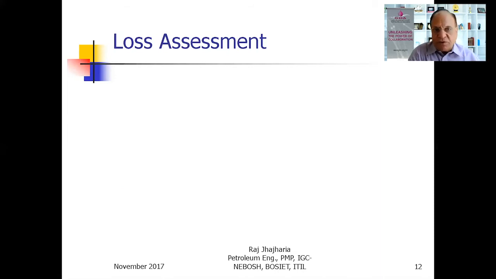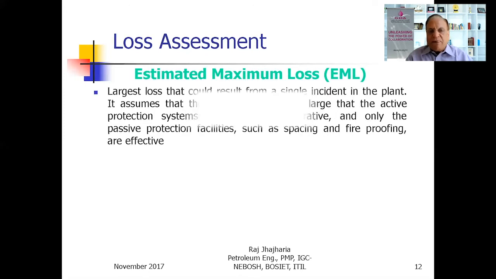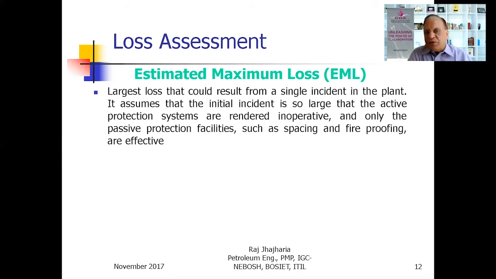So let's say you had these losses. Either you had business interruption, or property damage, or explosion, or project loss, whatever kind of losses you have. How do you assess the value of that loss? There are two terms which are often used to assess the loss. One is called estimated maximum loss. And by the way, these terms are used in the insurance industry because this is how they will make you payment. You need to define this value at the time of taking the policy. You need to say that in my property insurance, I am expecting a maximum of this loss. This is called estimated maximum loss.